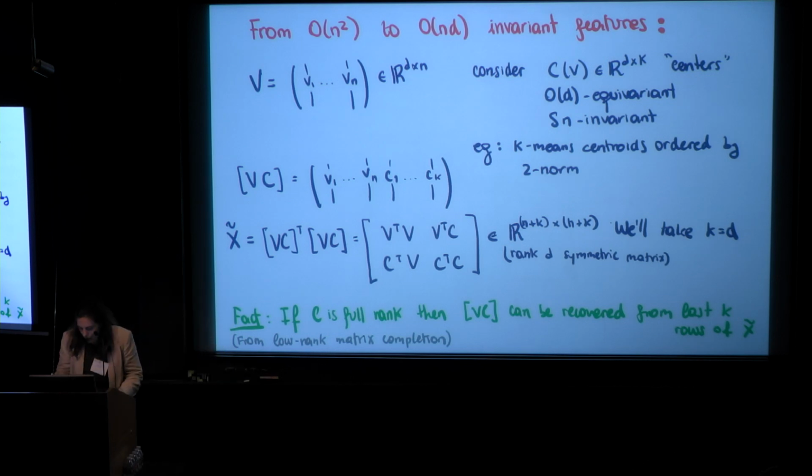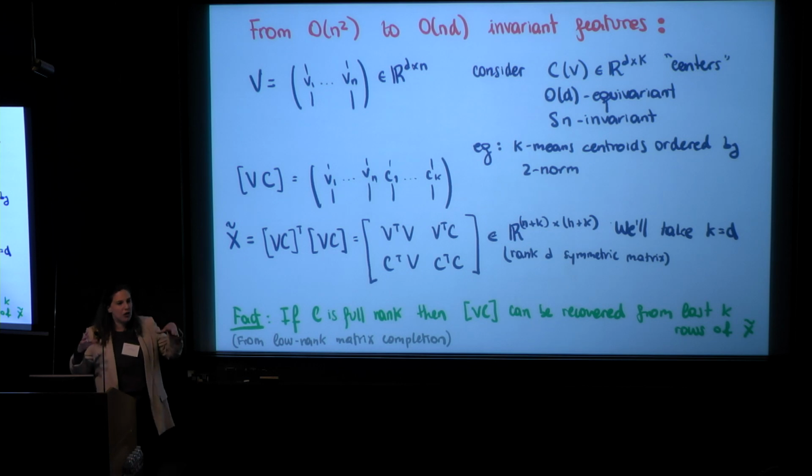And so what we do is we have to add some extra features, which can be constructed as the centroids of your points, or something that allows you to identify rows by permutation.